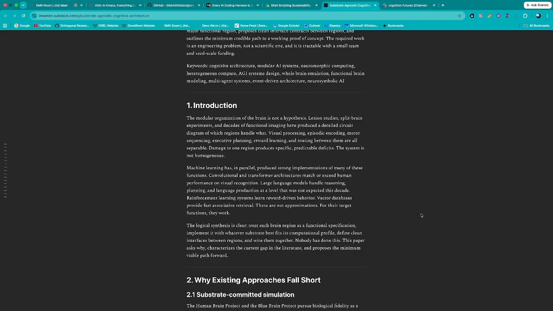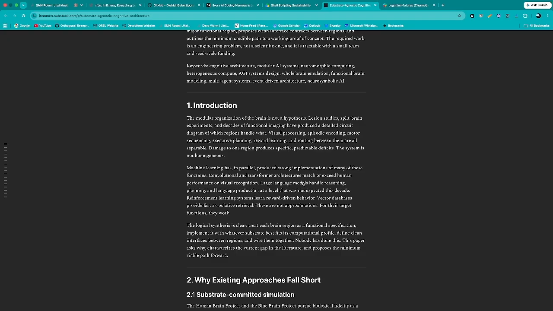Machine learning has, in parallel, produced strong implementations of many of these functions. Convolutional and transformer architectures match or exceed human performance on visual recognition. Large language models handle reasoning, planning, and language production at a level that was not expected this decade. Reinforcement learning systems learn reward-driven behavior.